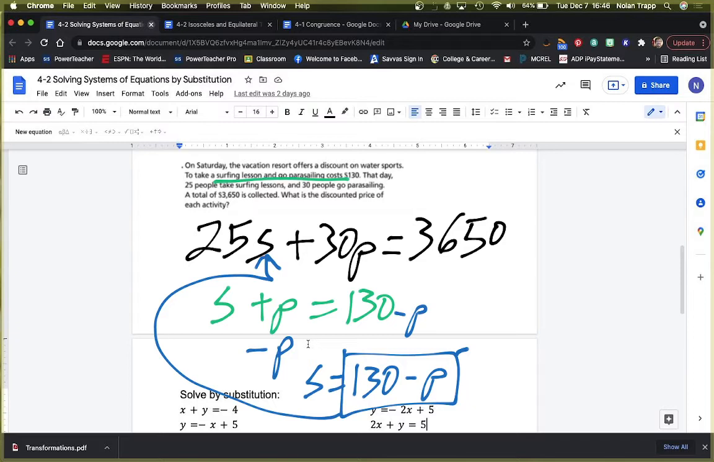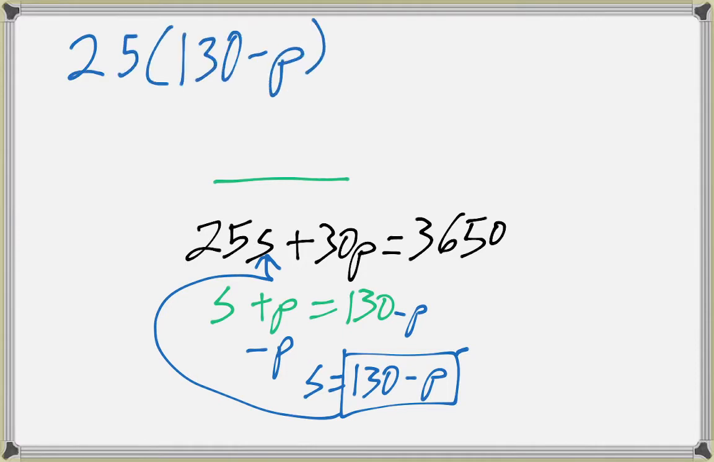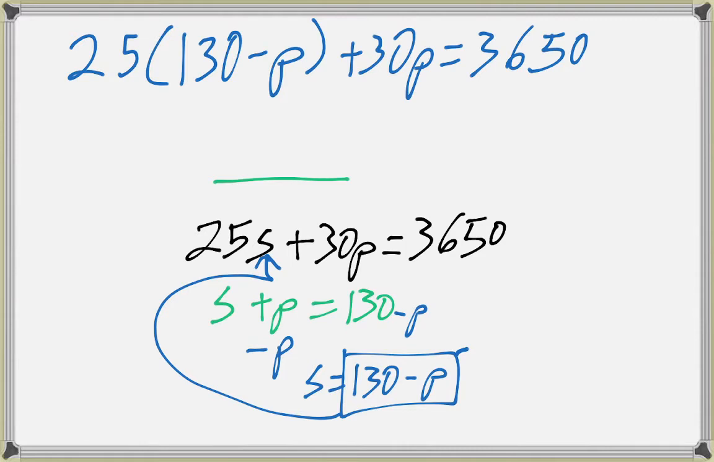and start working. I'm going to write the equation. So I'm going to start working 25 times 130 minus p plus 30p equals 3,650. Now, before I go any further, I should talk about what S and P actually mean in this situation. Since this is how much you're getting charged, this is surfing price and this is parasailing price. So we probably should define that first, so I apologize for skipping over that.